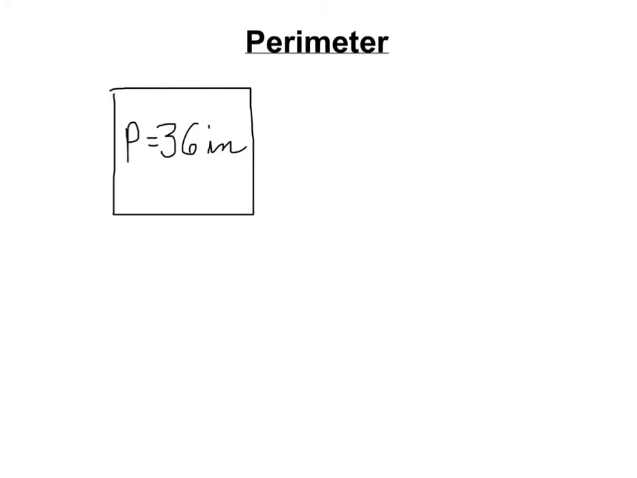Sometimes we'll be asked to work backwards. For example, in this problem we have a square and we're told that the perimeter is 36 inches. Well, squares are an equilateral polygon and therefore each side is the same length. But I don't know what that length is. I do know though that 4 times that length must be the perimeter, 36 inches.